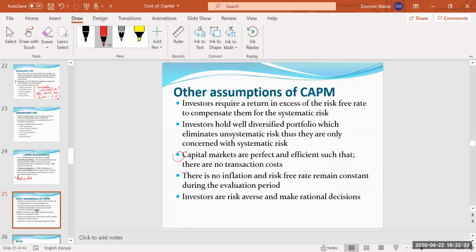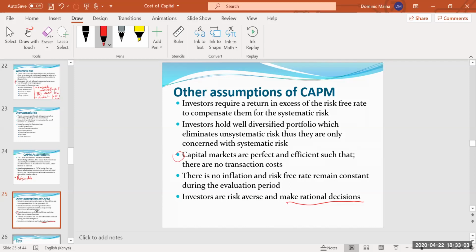Then the element of rationality is here: the investors are rational and risk averse, so they don't jump on an investment because it seems to yield high returns. They also have to consider the risk: how much risk will I expose myself to if I get an extra return? That is a factor they shall be considering, and those are the assumptions that apply in the capital asset pricing model.